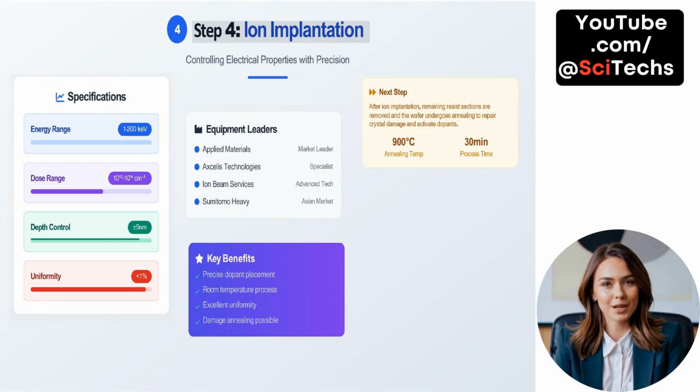Several leading companies dominate the equipment market. Applied Materials is the market leader. Axcelis Technologies specializes in ion implantation. Ion Beam Services provides advanced technologies, and Sumitomo Heavy caters largely to the Asian market. Key benefits of ion implantation include precise dopant placement, operation at room temperature, and the ability to repair damage through post-implantation annealing. This next step involves heating the wafer to 900 degrees Celsius for 30 minutes to activate dopants and restore crystal quality.